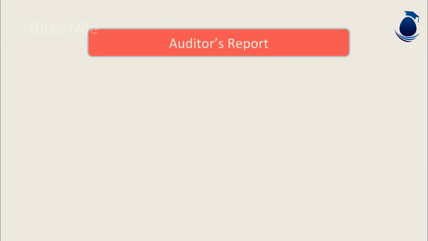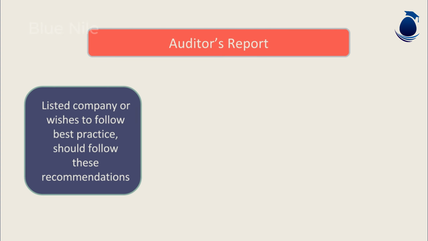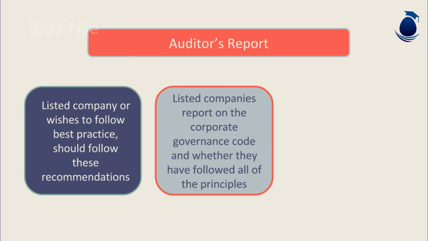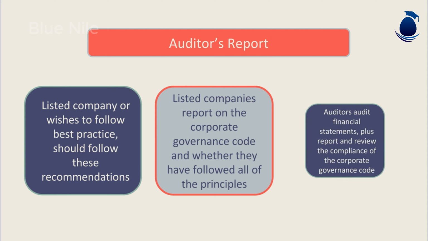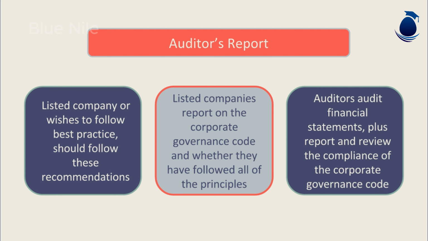If a company is listed or wishes to follow best practice, these recommendations should be followed. Listed companies then produce much more detailed financial information in their annual report. It will report on the Corporate Governance Code and whether they have followed all of the principles. The auditors must audit the financial statements. Plus, they must report and review the compliance of the Corporate Governance Code.